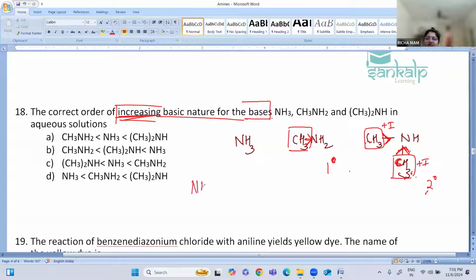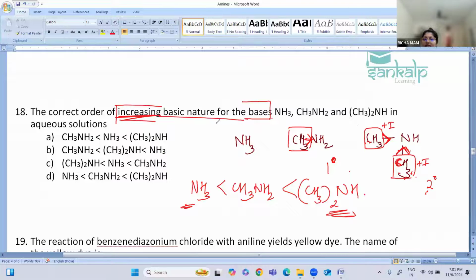So increasing means first your NH3. NH3 is the least basic. Then your methylamine, and then your dimethylamine. Dimethylamine has the most basic character. So this is the order of basic character in these substituted compounds. So option number D.